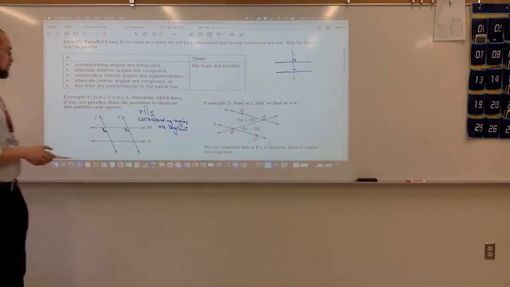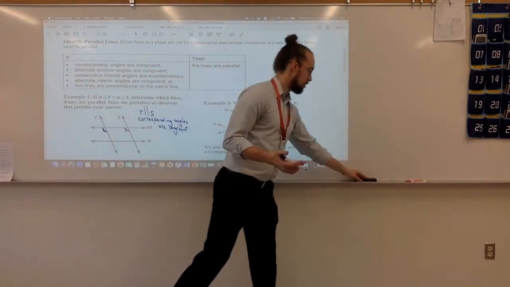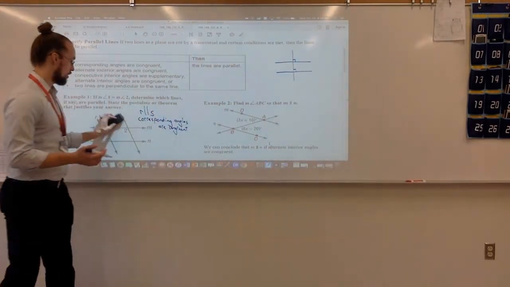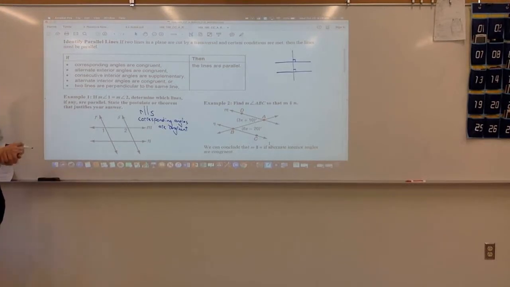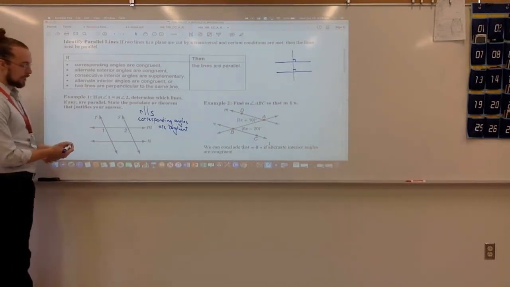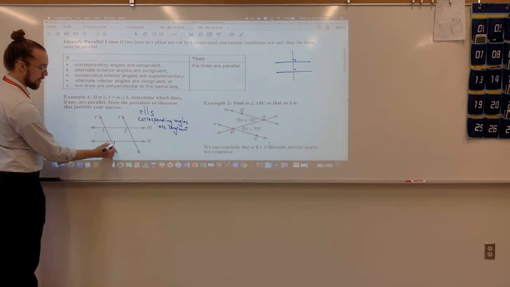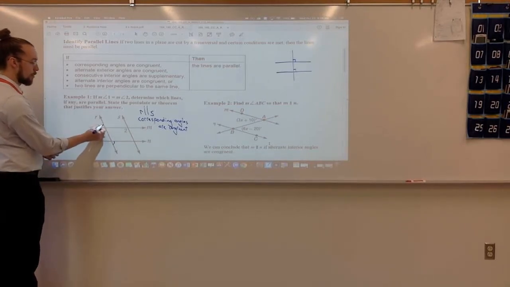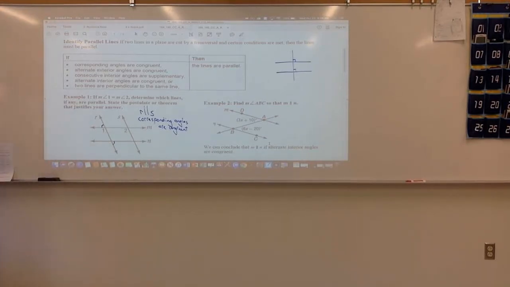So what if I told you instead that this angle and this angle were congruent? First, which two lines could we say are parallel? We could say M and N are parallel then.